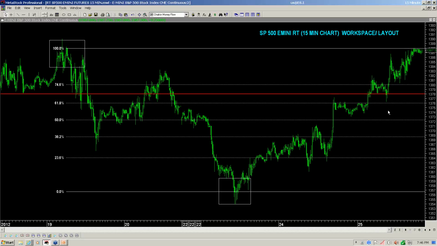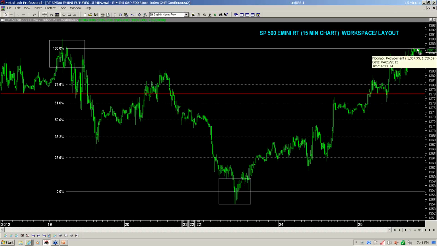Now, one would be looking for prices to correct off of this and trade back down. Probably in another hour or two, if that's going to happen, this will take place. And where's your next level for superior support? Right back here at 74.6. And after that, it's right back here again at 61.8.